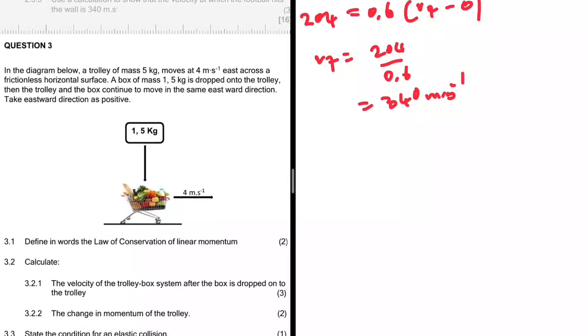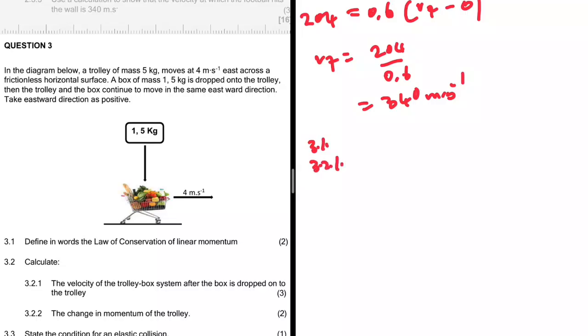Right, so question 3. In the diagram below, a trolley of mass 5 kg moves at 4 meters per second east across a frictionless horizontal surface. So we don't have any friction there. A box of mass 1.5 kg is dropped onto the trolley. Then the trolley and the box continue to move in the same eastward direction. Take the eastward direction as positive. 3.1, I'm going to let you state the law of conservation of linear momentum.